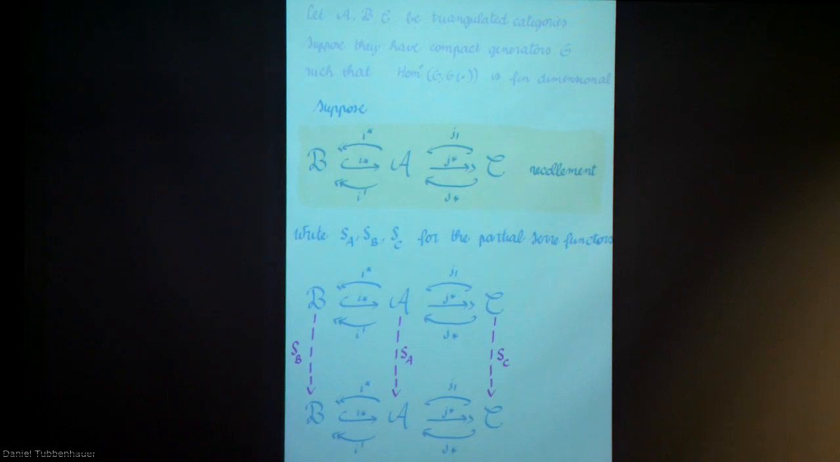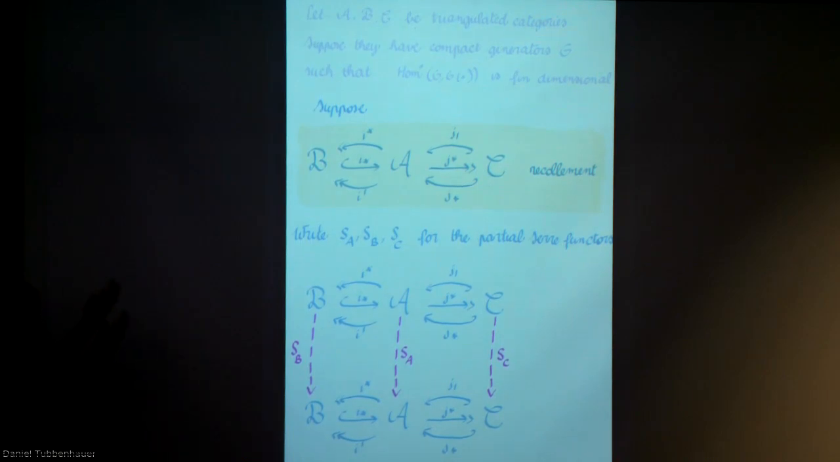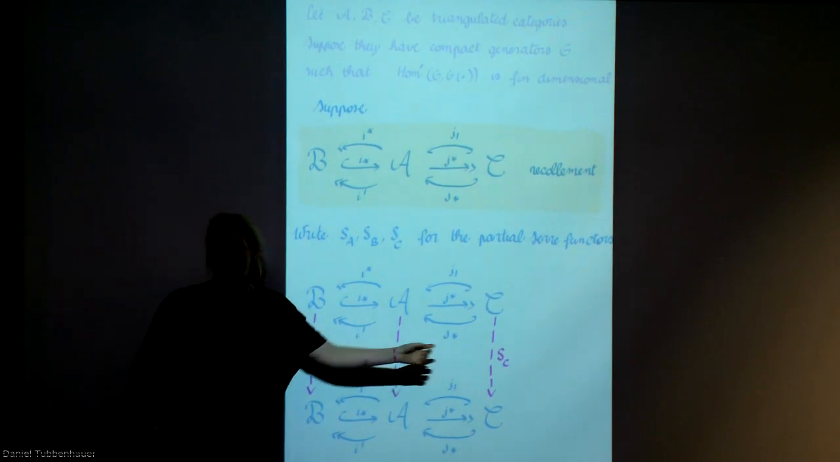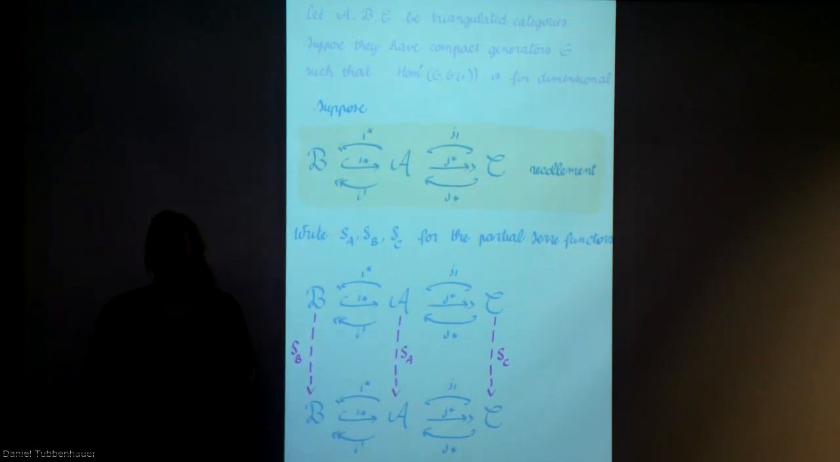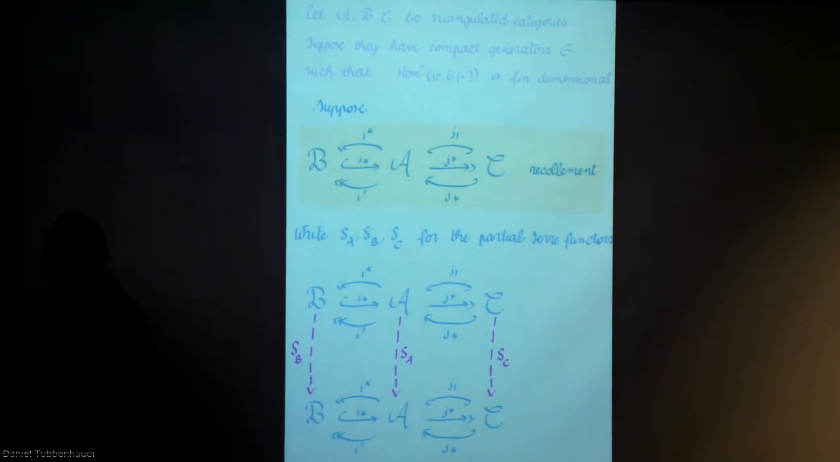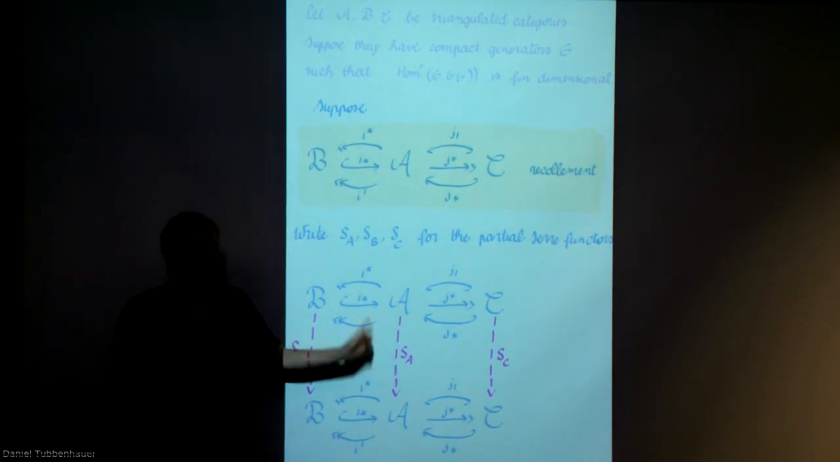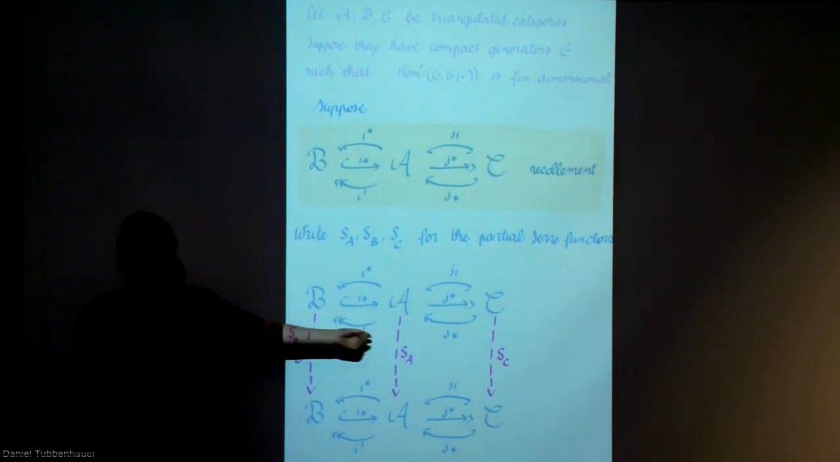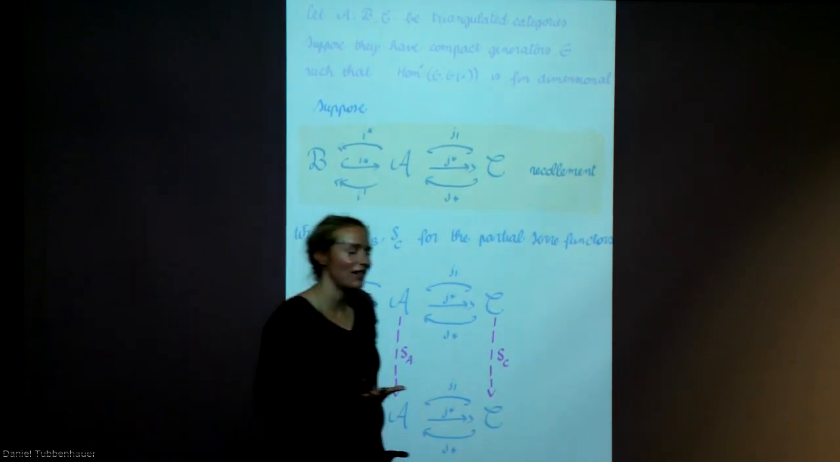The question is: if SC and SB are not just partial Serre functors but actual Serre functors, can you conclude the same for SA? That's the question I would like to answer. And the second one is, can you describe SA if you know SB and SC? Because an actual construction is also important.